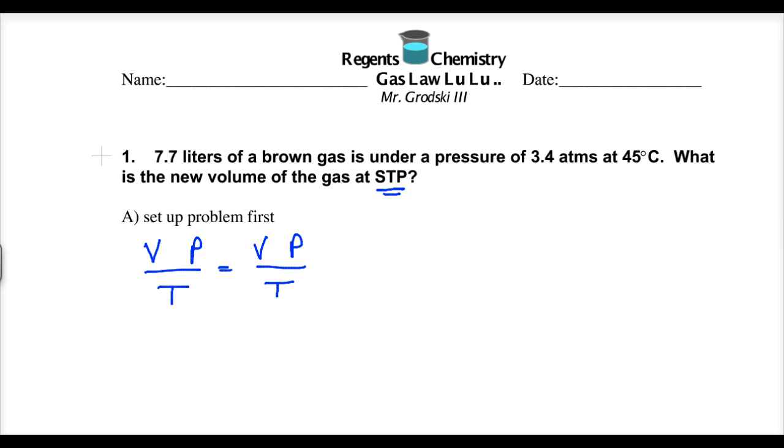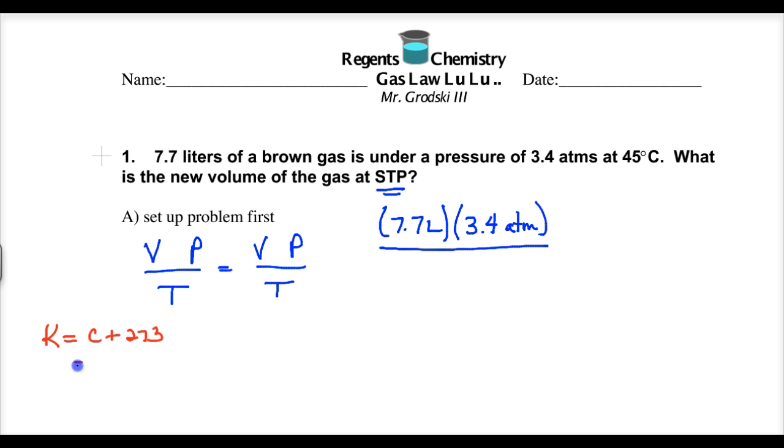So let's just start plugging in. I have 7.7 liters of a brown gas under a pressure of 3.4 atmospheres at 45 degrees Celsius. Now, of course, the 45 degrees Celsius has to be converted to Kelvin temperature. I need a temperature scale that tells me how many degrees away from zero motion, and 45 doesn't do it. So I use Kelvin equals Celsius plus 273, and we put our 45 and add 273 to that, and we get 318 Kelvin.